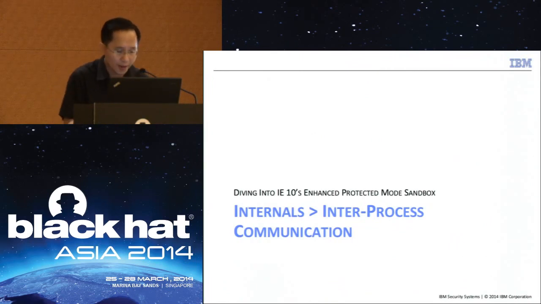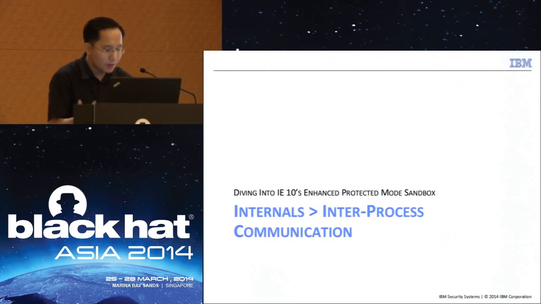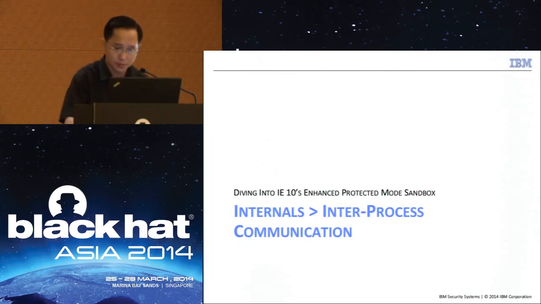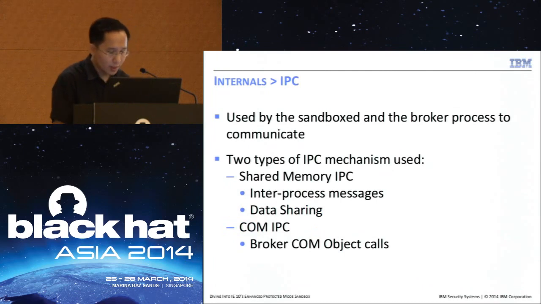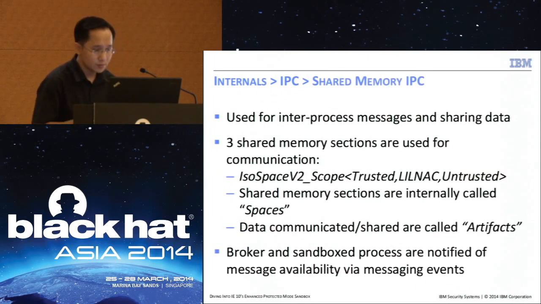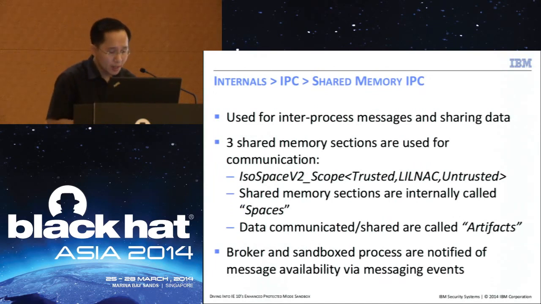I've talked about API calls being forwarded to the broker. Let's now take a look at the mechanisms that make API forwarding and communication between components in the broker and the Sandbox process possible. The Sandbox and the broker process communicate using two IPC mechanisms, shared memory IPC and COM IPC. The shared memory IPC is used by the components in the broker and the Sandbox process for exchanging inter-process messages and for sharing data. Three shared memory sections are created for communication.